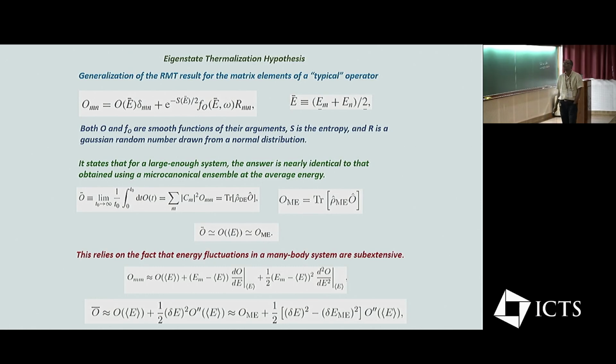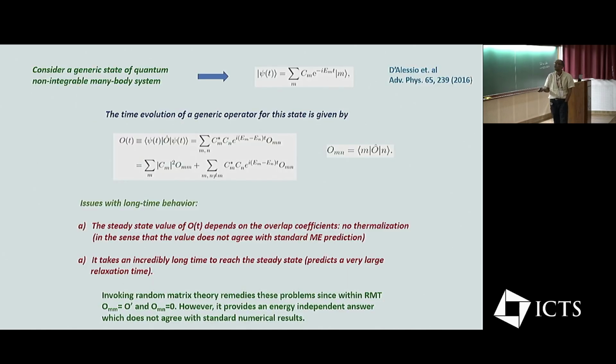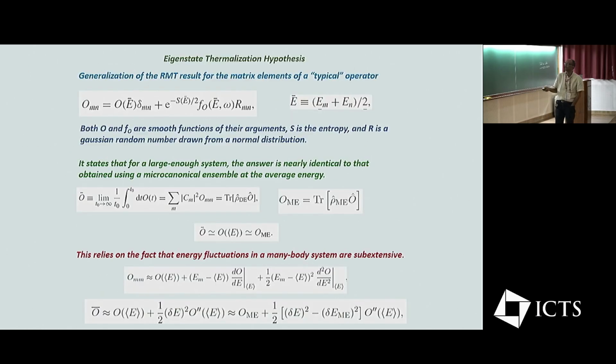Okay. And I'm not going to get into the details of this, but once you put this thing in and calculate this long time average, you see that everything is fine. And relying on the fact that energy fluctuations in a many-body system are sub-extensive, one can show that this goes to a diagonal ensemble, which is basically the same as the microcanonical ensemble, because the difference is just some energy fluctuation terms which are sub-extensive. This can be done, and this review article by D'Alessio, Polkovnikov, and Marcos Rigol explains it very well.